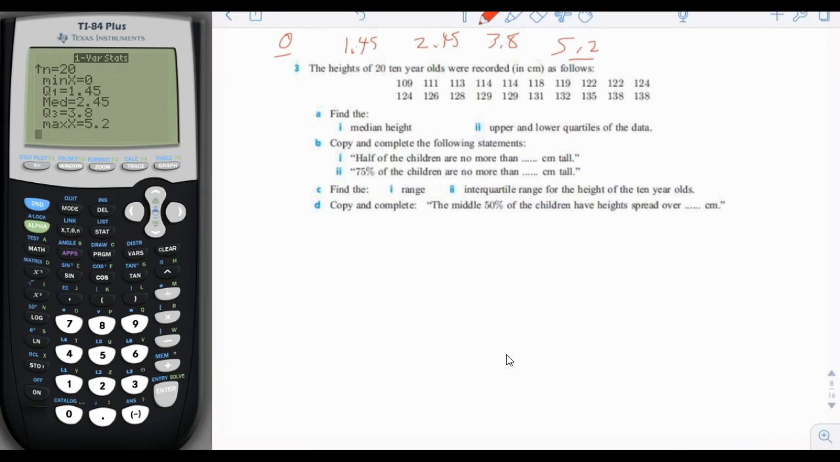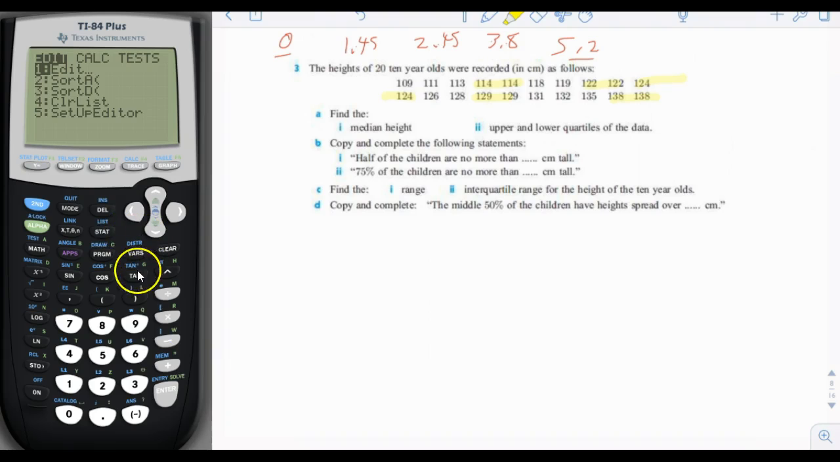The heights of 20 10-year-olds were recorded in centimeters as follows. Find the median height and the upper and lower quartiles of the data. So once again, I think the easiest thing is to just type this list of numbers into the calculator. One thing it seems like they did to make it easier for us here is they did put the data in order. So I could maybe enter it as a frequency table if I group the data like this, right? So I'm going to go ahead and type these numbers in, and I'll be back in a second.